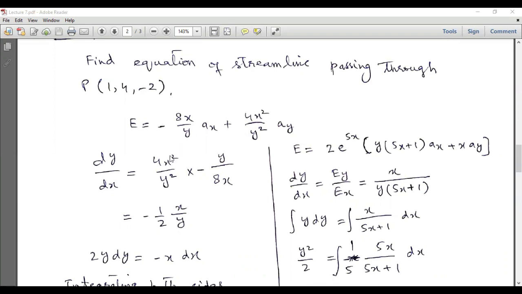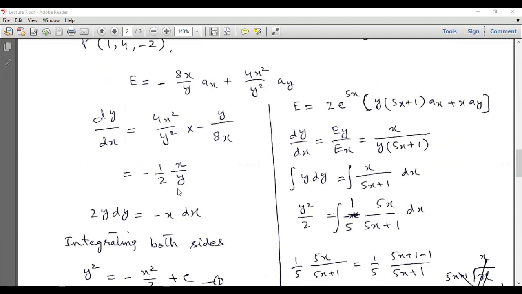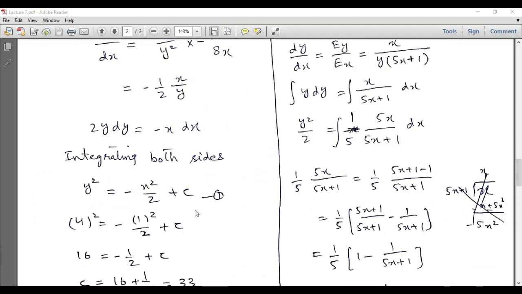So dy over dx is equal to ey divided by ex. So it will be equal to minus 1 by 2x divided by y. And we can gather all the terms, y terms at the left side and x terms at the right side. So minus 2y dy is equal to minus x dx. Integrating both sides, y square is equal to minus x square by 2 plus c.